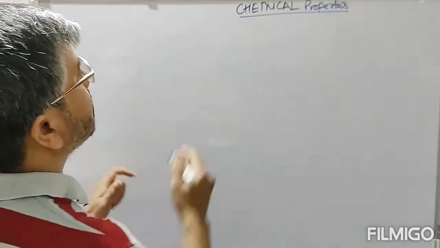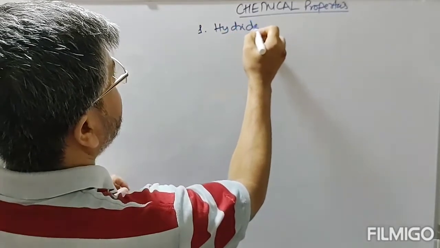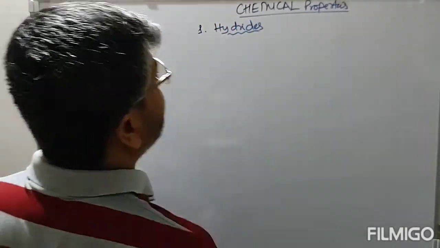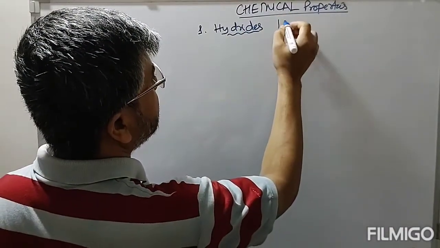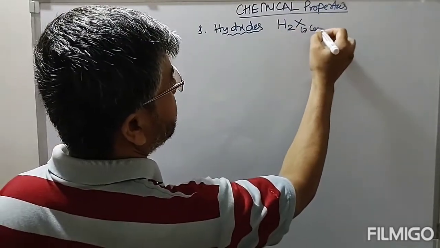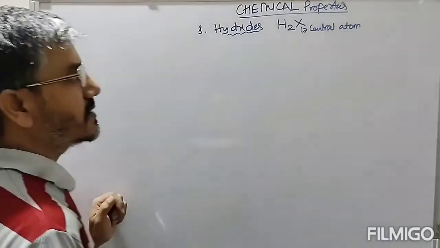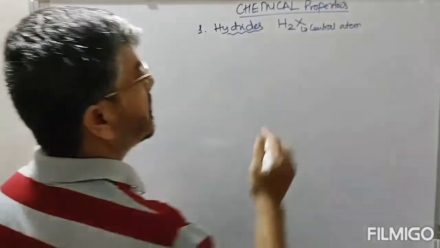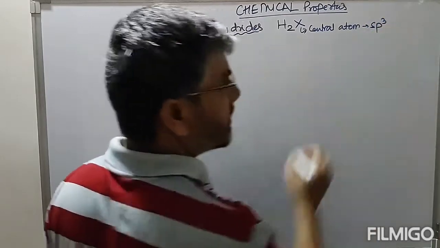So coming to the chemical properties of these group 16 elements, we start with hydrides. Hydrides of group 16. Group 16 elements form hydrides of this type, H2X, where X is the central atom, and this central atom X undergoes sp3 hybridization.